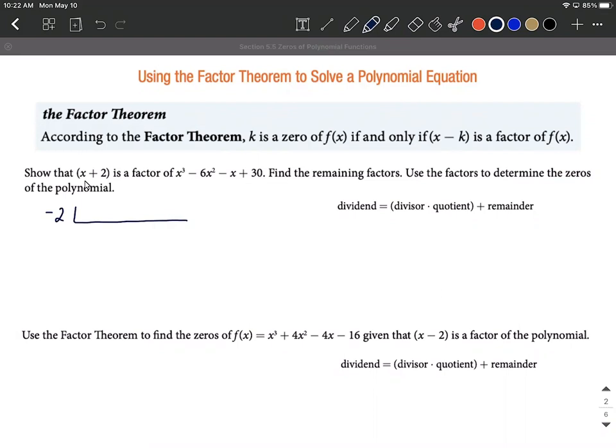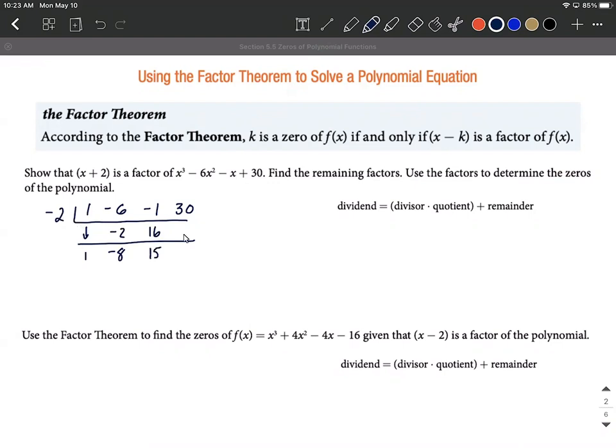So our coefficients go up above: 1, -6, -1, and 30. We didn't skip any powers of x, by the way. x to the third, x squared, x to the first, x to the 0 power. So I didn't need any placeholders up above. Okay, so next, for synthetic division, the 1 comes down, and then we multiply. -2 times 1 makes -2, and add. -6 plus -2 makes -8. Multiply. -2 times -8 makes +16. Add. -1 plus 16 makes 15.